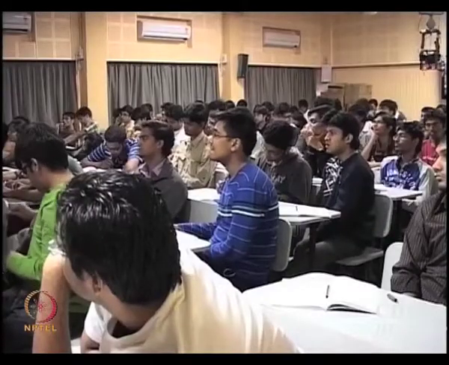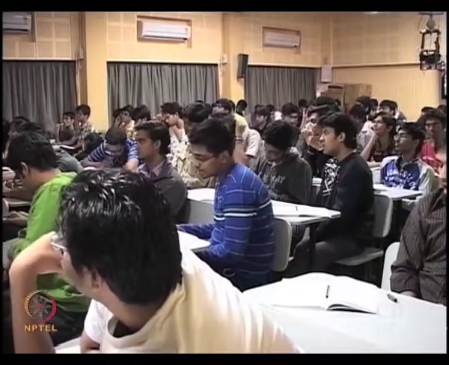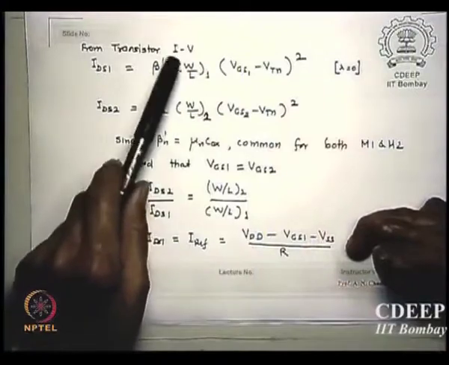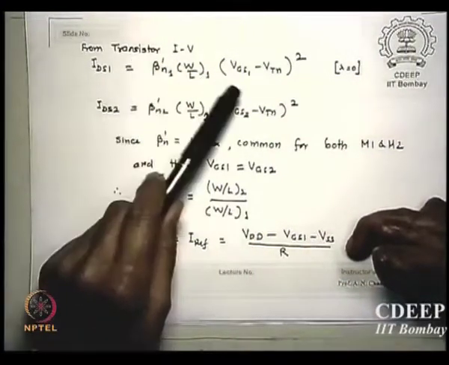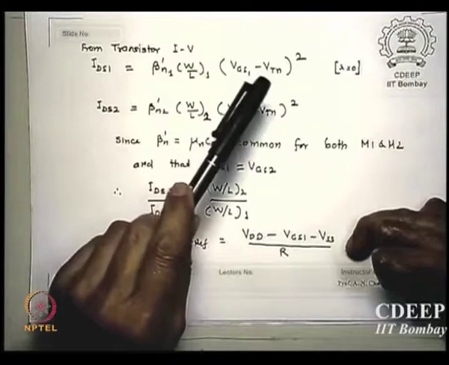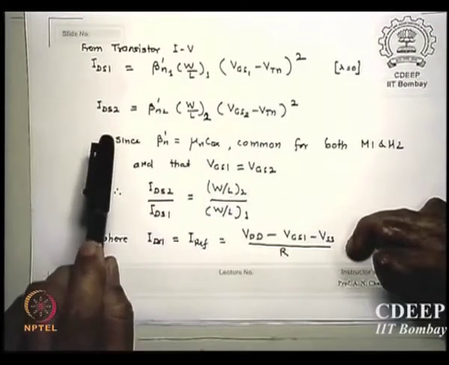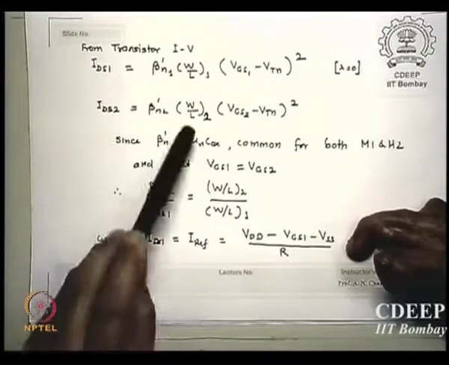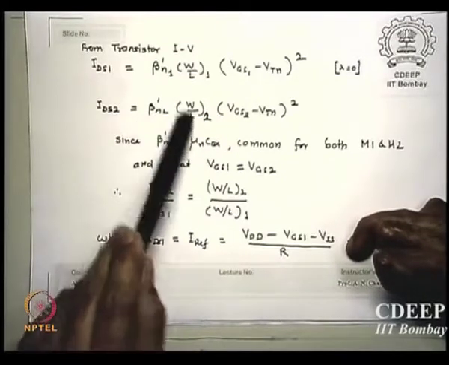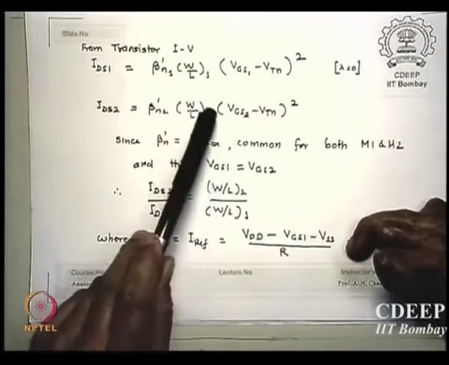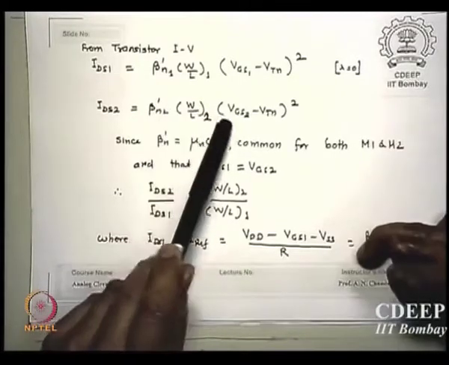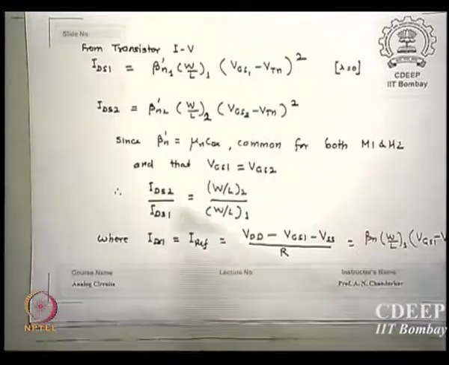This mirror is most important in all integrated circuits. So what is the current in the transistor? Beta N1 dash W by L1 into VGS minus VT square, assuming lambda 0, which is what I started with. What is the current in the second transistor? Beta N dash W by L2, the size of the second transistor, ratio of size W by L, into VGS2 minus VTN square. Is that correct? Simple MOS currents are given for both transistors.